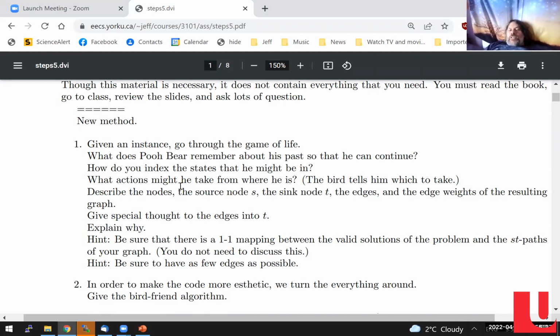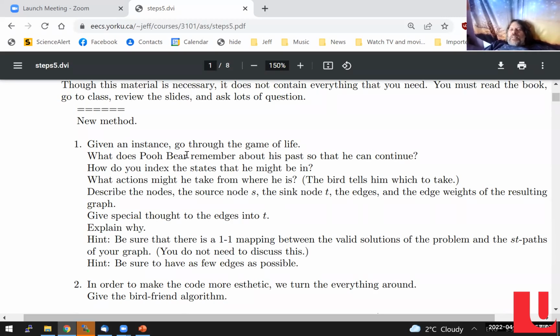Describe the nodes that are in your graph. Describe which is S. Describe which is T. Describe what the edges of your graph are. Describe the weights of the edges. Give special thought to the edges into T. Does that make sense? Yeah. Make sure your graph has a one-to-one mapping between the solutions of the problem and the paths in the graph. So you see how we did those things. So let's go through and answer them for the knapsack. You'll say, I'm going through the game of life.